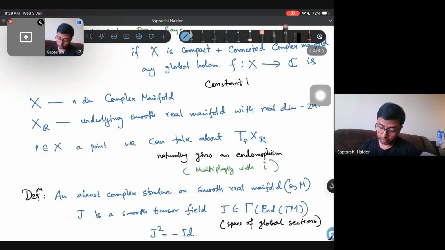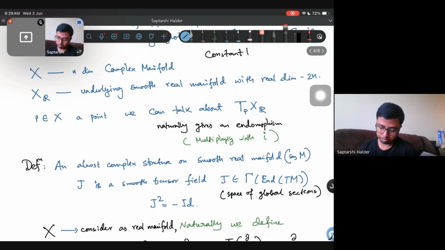Next, we talk about a little bit advanced things. First of all, X is an n-dimensional complex manifold, complex dimension n, and we denote by X_R the underlying smooth real manifold, with real dimension 2n. Because the complex dimension and real dimension should be related by 2n, you can treat it from the vector space point of view. So it's a real manifold with real dimension 2n.